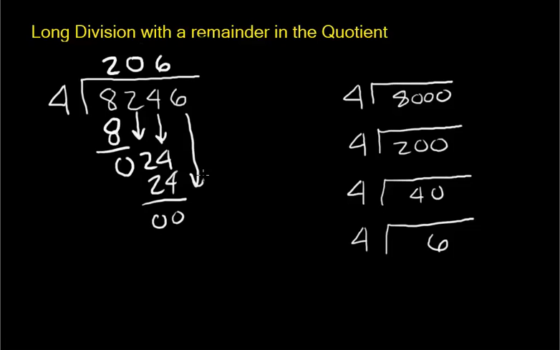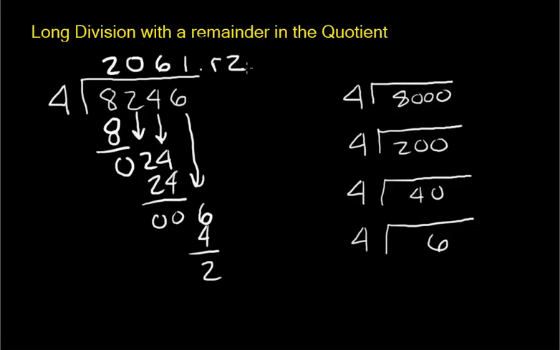And now let's bring down the 6. 4 divided into 6 goes 1 time. 1 times 4 is 4. And we have 2 as a remainder. Well, we have no numbers back up here. We have to look at this. So now 4 goes into 2 0 times. So we're going to have this remainder of 2.